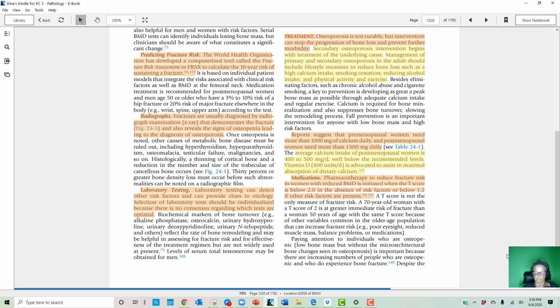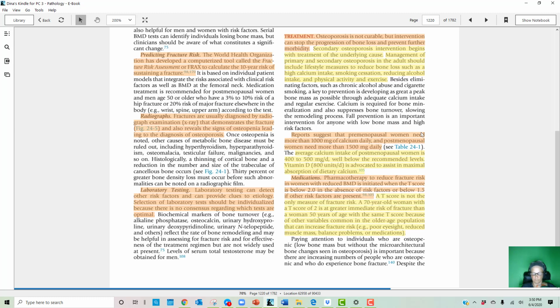Pharmacotherapy to reduce fracture risk in women with reduced BMD is initiated when the T-score is below -2.0 in the absence of risk factors or below -1.5 if other risk factors are present. T-score is not the only measure of fracture risk. A 70-year-old woman with a T-score of -2 is at greater immediate risk of fracture than a woman 50 years of age with the same T-score because of other variables common in the older age population that can increase fracture risk, for example, poor eyesight, reduced muscle mass, balance problems, or medications.